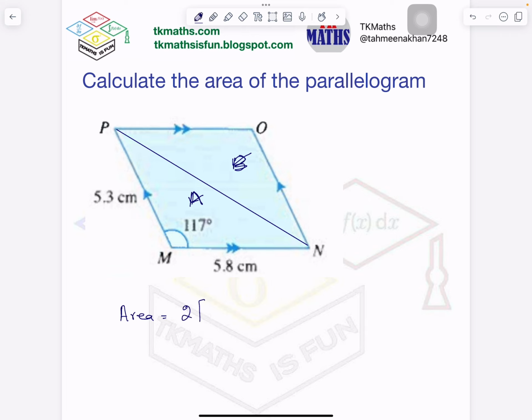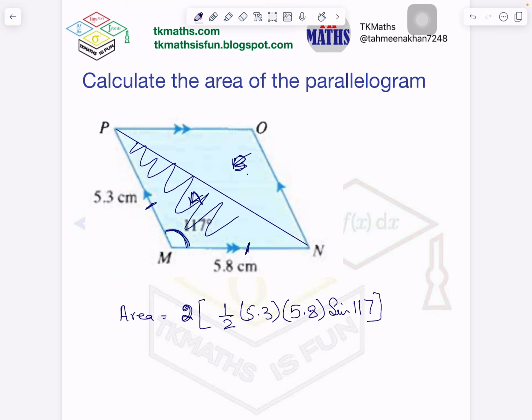So the area is equal to 2 times, because it is this side and this side, so I'm doubling it, 2 times half into 5.3, because these are my two known sides and this is the angle between them. So half into 5.3 into 5.8 into sine of 117. And why did I multiply by 2? Because whatever this area will be, the same will be this area. So I'm doubling it because I have to find the area of the whole parallelogram, right?